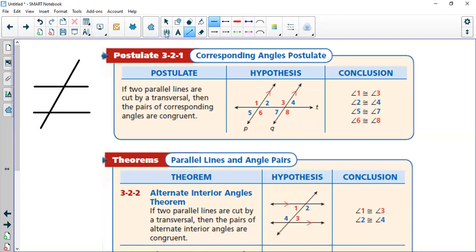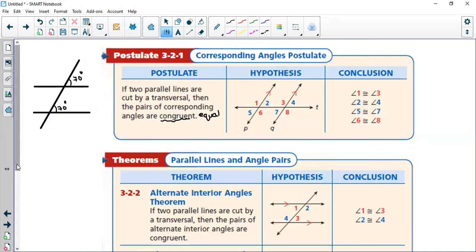then the pairs of corresponding angles, now which are the corresponding angles? This and this. The pairs of corresponding angles are congruent. Now you all know the meaning of congruent. Congruent means equal, right? So for example, if this angle was 70 degrees, this corresponding angle is also going to be 70 degrees as well. So this is what the postulate says. The corresponding angles postulate says if a pair of parallel lines are cut by a transversal, then the corresponding angles are congruent or they are equal.